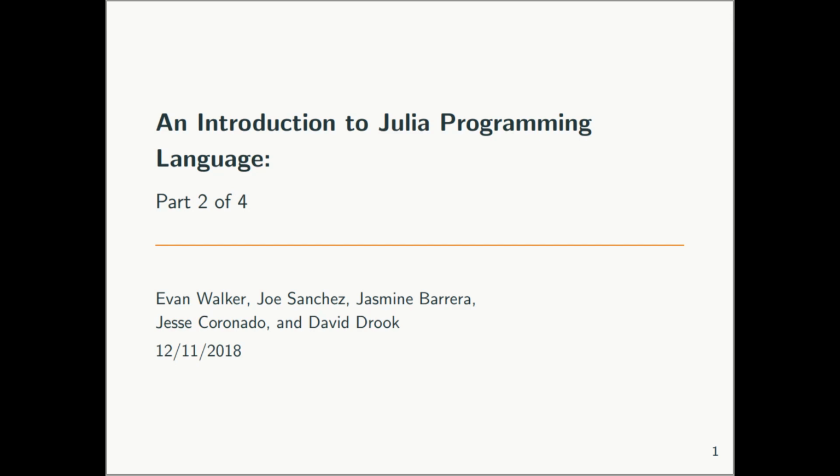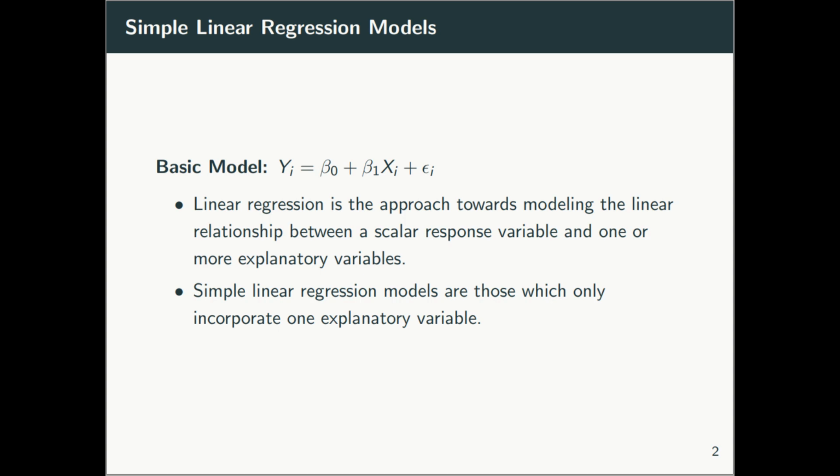This video is part 2 of 4 in a series that introduces Julia programming language and its application towards linear regression models. In this video, we will continue to learn the basics of Julia language and introduce its application towards simple linear regression models. In statistics, linear regression is the approach towards modeling the linear relationship between a scalar response variable and one or more explanatory variables in a dataset.